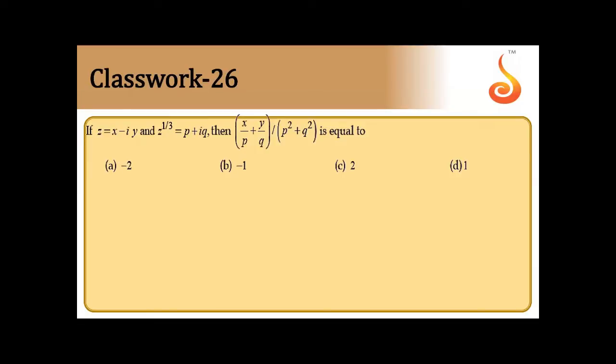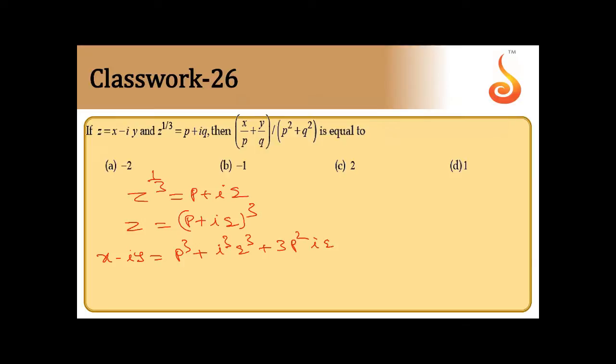Z equals x minus iy. Z power 1 by 3 equals p plus iq. Then x by p plus y by q whole divided by p square plus q square. This is very simple. Just cubing on both sides, we'll get the answer by comparing real and imaginary parts. Z power 1 by 3 is p plus iq. Cubing on both sides, z equals p plus iq whole cube, and z is x minus iy. On the right side, a plus b whole cube: a cube plus b cube, i cube q cube plus 3 a square b, 3 p square i cube plus 3ab square.